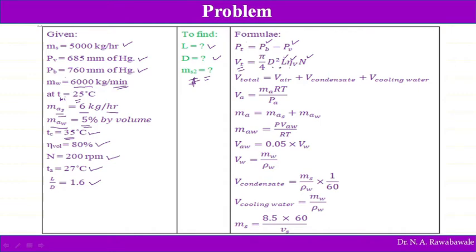So what is known? Volumetric efficiency is known, N is known, and this L can be written as 1.6 times D. So unknown will be D if we know total volume. So total volume of air is nothing but volume of air entering with the steam. So that is total volume which is pumped by this pump: volume of air plus volume of condensate plus volume of cooling water. So volume of air can be calculated: mass of air into R into T divided by PA. So mass of air is calculated as mass of air entering along with the steam and then mass of air entering along with the water.